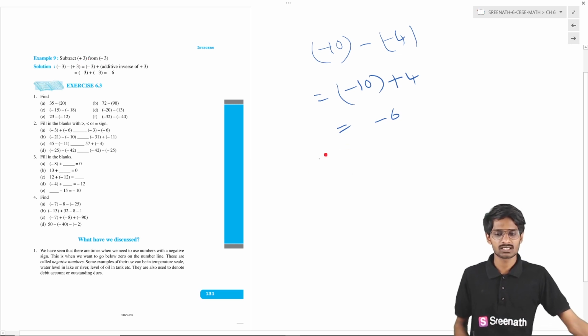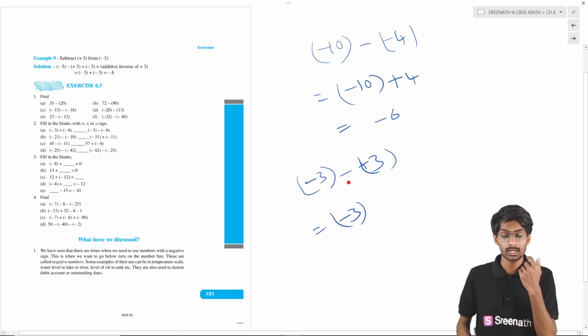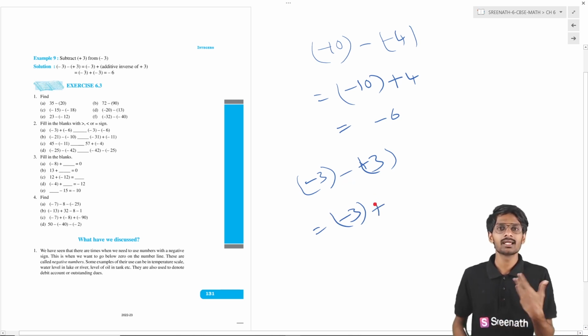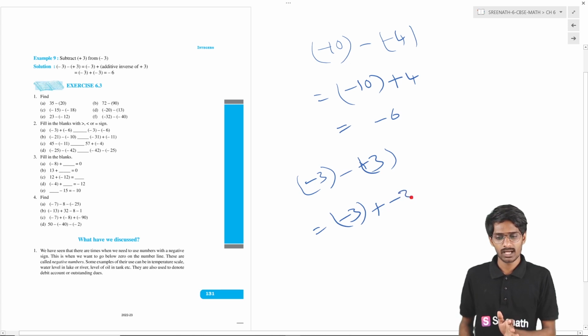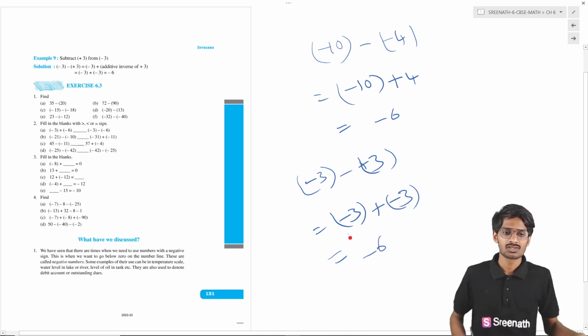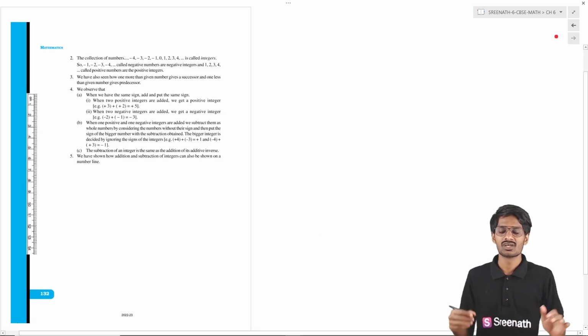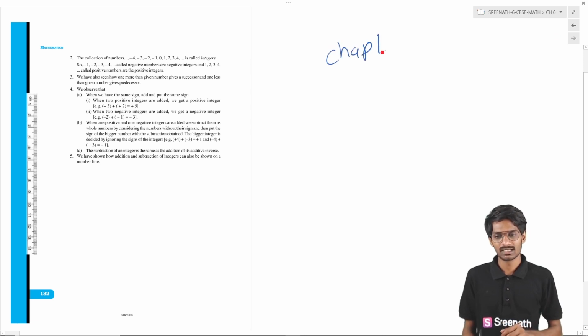Subtract plus 3 from minus 3. Minus 3 minus of plus 3. In this case also, instead of subtracting, we can add the additive inverse. What is the additive inverse of plus 3? That is minus 3. So we know how to add two negative integers: simply add the integers, 3 plus 3 is 6, and take the negative sign, minus 6. So in this way we can do subtraction of integers, students. So finally our chapter is completed, students.